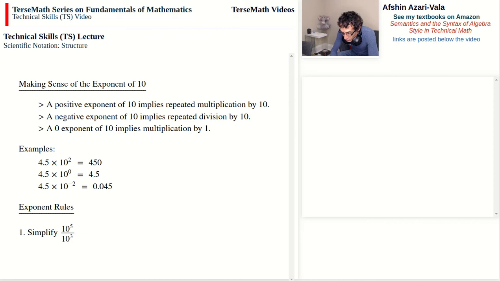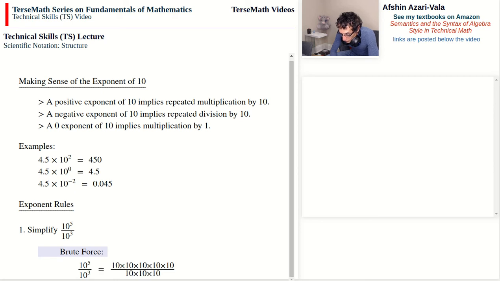Problem 1 says simplify 10 to the power of 5 divided by 10 to the power of 3. Now, when you solve a problem, of course, there are usually multiple approaches. And normally in math, the approach that is the least efficient, and usually requires the least amount of thinking, we refer to as the brute force approach. In this case, if I wanted to use brute force, I would write out 10 to the power of 5 and 10 to the power of 3, in expanded form.